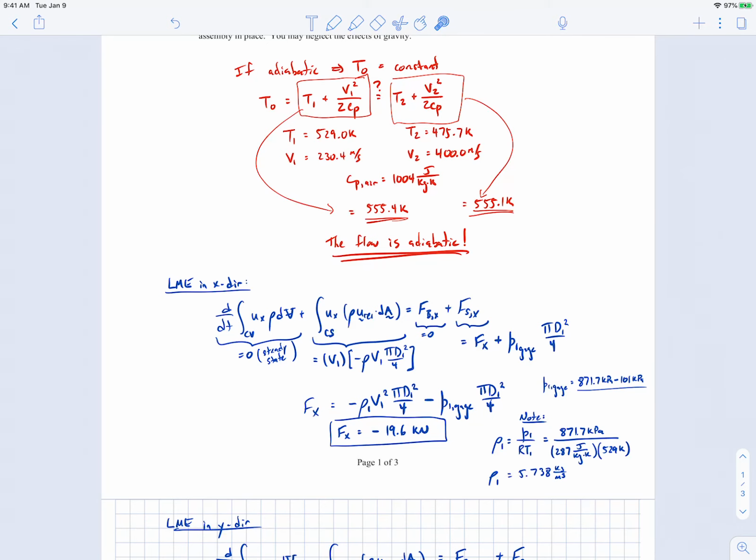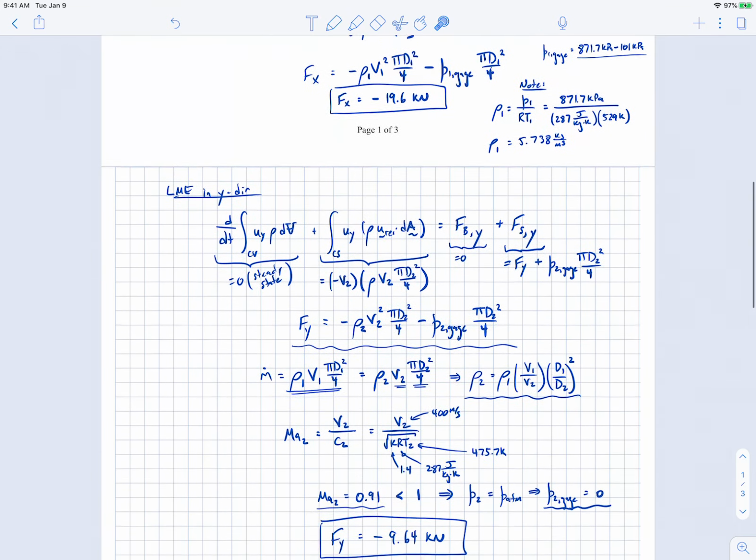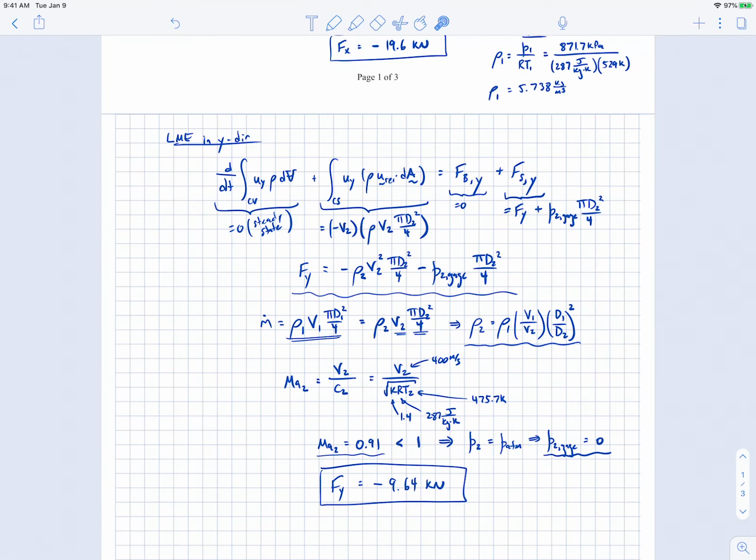And then the other complication was at the outlet, we also had to find the density there. There we just used the mass flow rate being constant. The other complication was just determining the pressure at the outlet. And since the flow there was subsonic, we know the pressure is equal to the surrounding pressure. All right, we'll go ahead and end the example there.